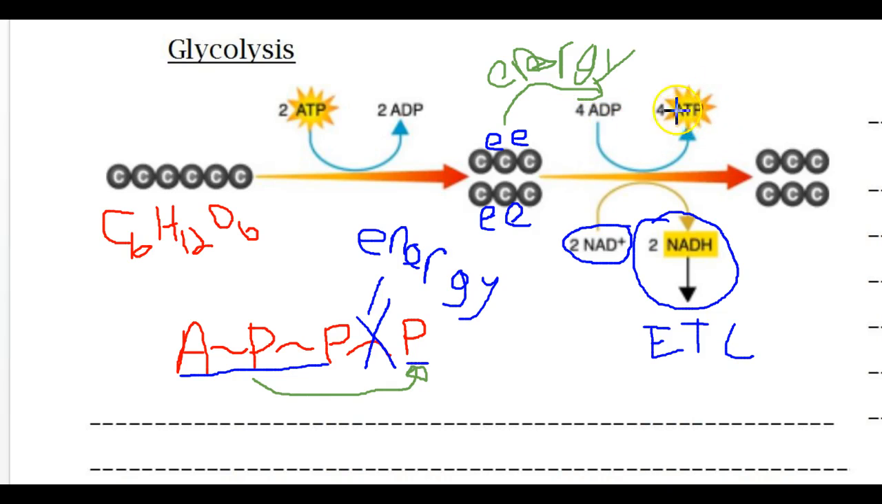Okay, so we get a total of 4 ATP, but remember we invested 2, so we're only really gaining 2 ATP from the process of glycolysis. The remaining 3-carbon compound that we have here is pyruvic acid, or a pyruvate. Whoops, I'm running out of room. That's an IC, so pyruvic acid. All right, so that is the process of glycolysis.